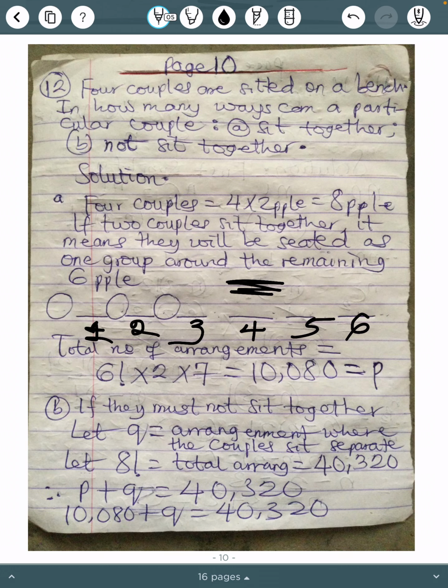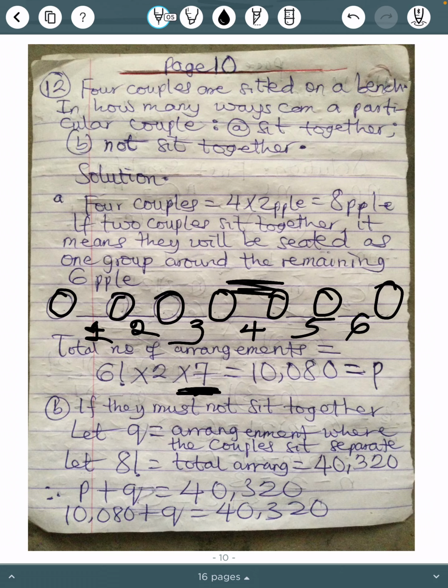You put those ones on dashes like this. The remaining 6 people can sit anywhere on these 6 positions. But the 2 couples that must sit together will be either here before the first person, or between the first and second person, or between the second and third, or between the third and fourth, or between the fourth and fifth, or between the fifth and sixth, or after the 6th person. So that means there are 7 different ways of positioning those 2 couples that must sit together.